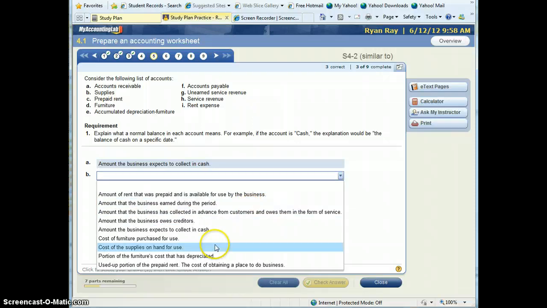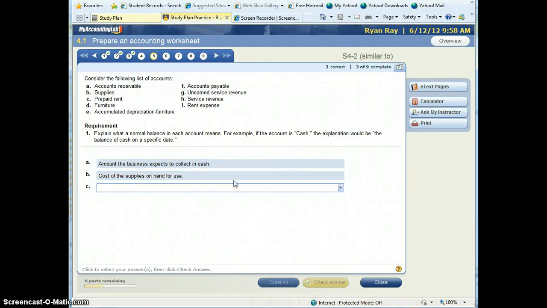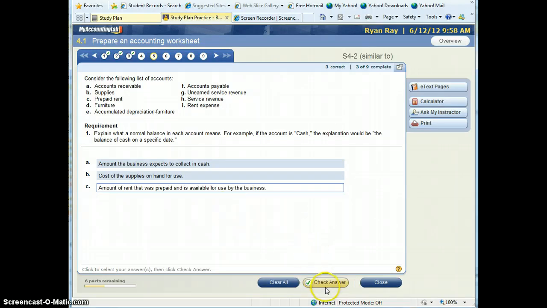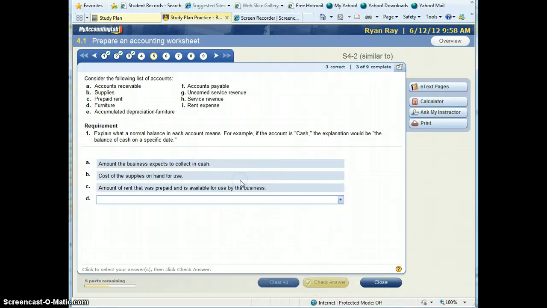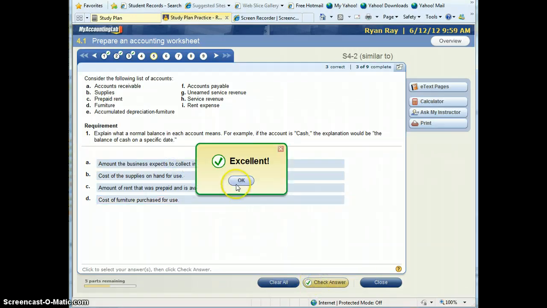So let's see which one matches this. The cost of the supplies on hand for use would be what the supplies are. Prepaid rent is another example of a prepaid expense. So it's going to be an asset also. Amount of rent that was prepaid and is available for use by the business. Okay, what about furniture? The furniture account actually holds the original cost in it. So the cost of furniture purchased for use is actually going to be the answer there.